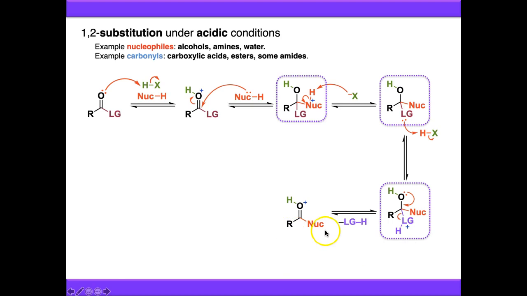That gets us back to a protonated carbonyl compound, which we then just deprotonate to get to our substitution product. So we've ended up with broadly the same class of products. We've done the same sort of class of reaction. We've just done it under acidic conditions rather than basic conditions.